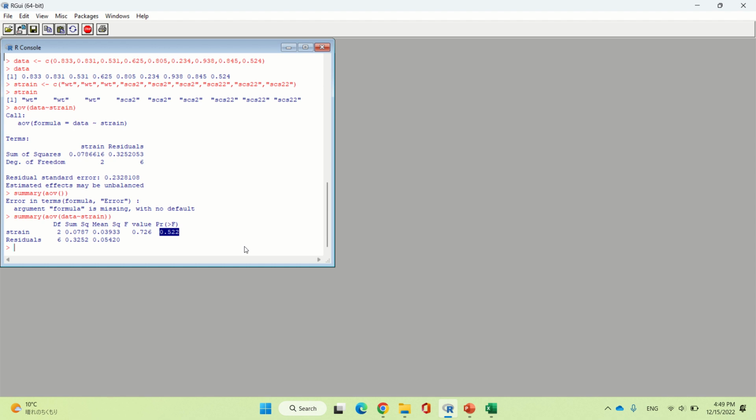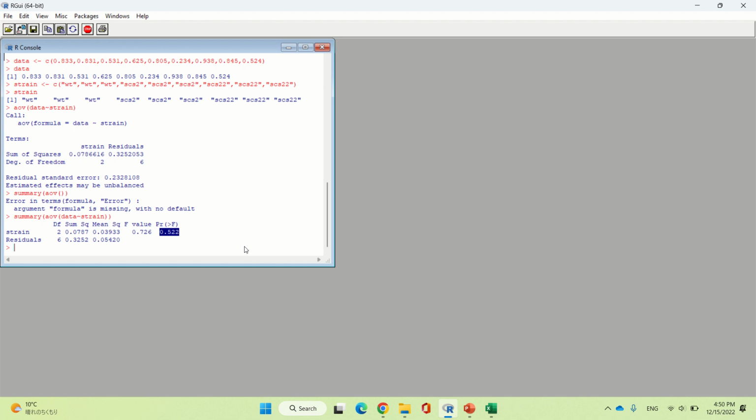So 0.05 dismisses the null hypothesis, but we have got 0.5. 0.5 is 50%, so it supports our null hypothesis. Yes, it supports: no significant difference. 50% supports our null hypothesis. If it is less than 5%, it may dismiss it.